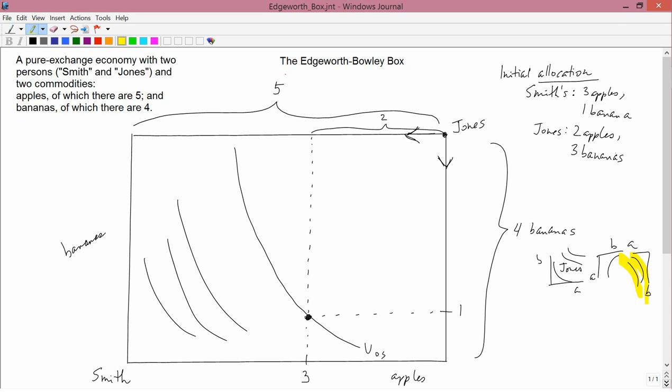It's not because they're weird. They're not weird. They're the usual kind of shape that we've typically been assuming for indifference curves. But rather, since Jones's axes have been turned around, since his origin is in the upper right instead of the lower left, that's the reason why Jones's indifference curves are going to appear to be strange. So Jones's indifference curves will look like this.